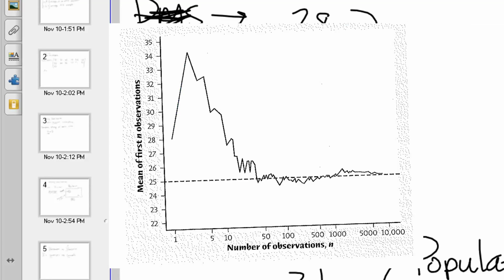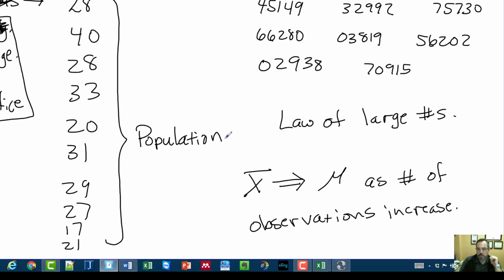So that is the law of averages, the law of large numbers, as you take a look at a population, and hopefully that helps you see the difference between a sample average and the mean, or mu, of a population. That's the big difference. Statistic, parameter.